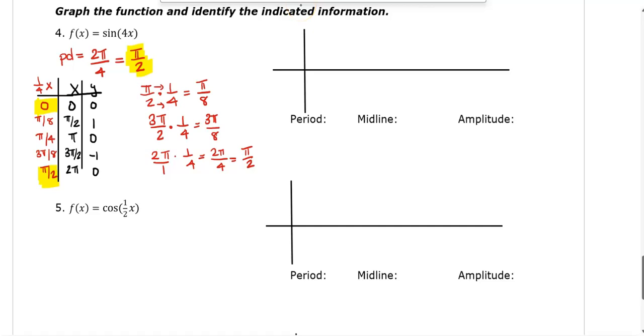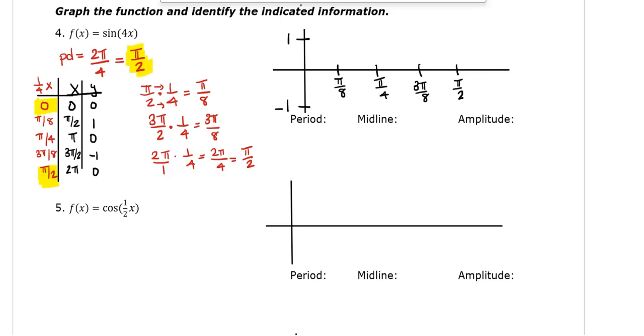So I'm going to go ahead and label my x-axis. My new x values are going to be these. It's not going to be 0, pi over 2, pi, 3 pi over 2, and 2 pi anymore. We have shrunk that entire graph down. Instead of going from 0 to 2 pi before it starts to repeat, we've made it from 0 to pi over 2. So let's do that. This is going to be pi over 8, pi over 4, 3 pi over 8, and pi over 2.